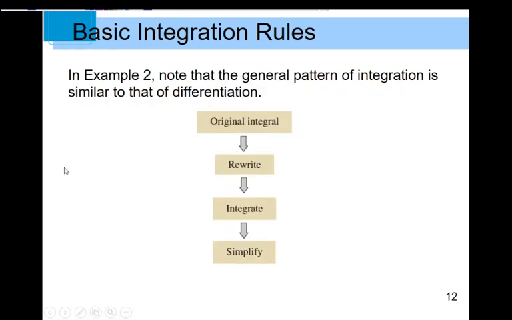And again, this should look familiar. These are the 4 steps. We have our original integral. We rewrite, we integrate, and we simplify. It's the same steps we use for the derivative, where it said original derivative, rewrite, differentiate, and simplify. But now we're doing it with integration. Okay?